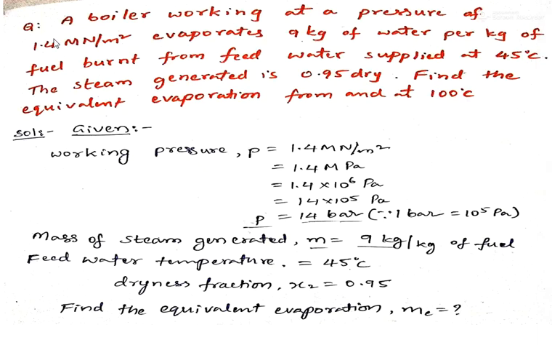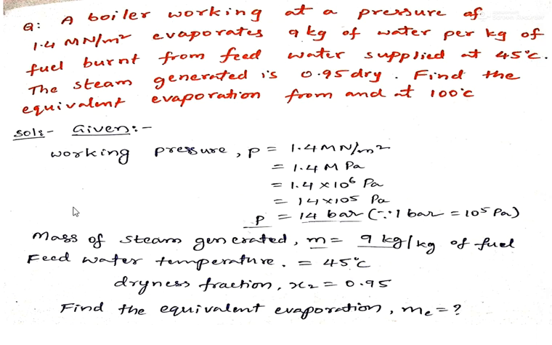Now we are going to see a problem from the topic of performance of boilers. Let us see the problem. A boiler working at a pressure of 1.4 mega Newton per meter square evaporates 9 kg of water per kg of fuel burnt from feed water supplied at 45 degrees centigrade. The steam generated is 0.95 dry. Find the equivalent evaporation from and at 100 degrees centigrade.